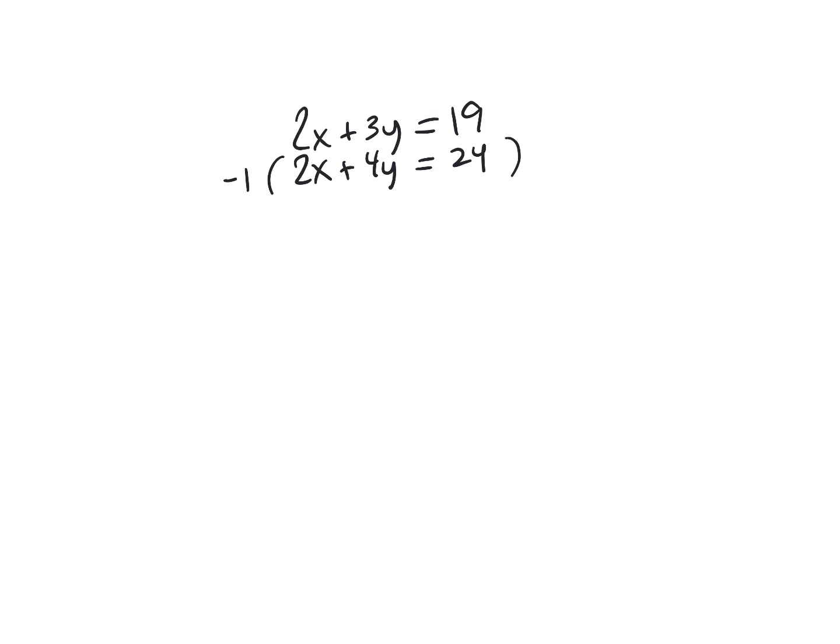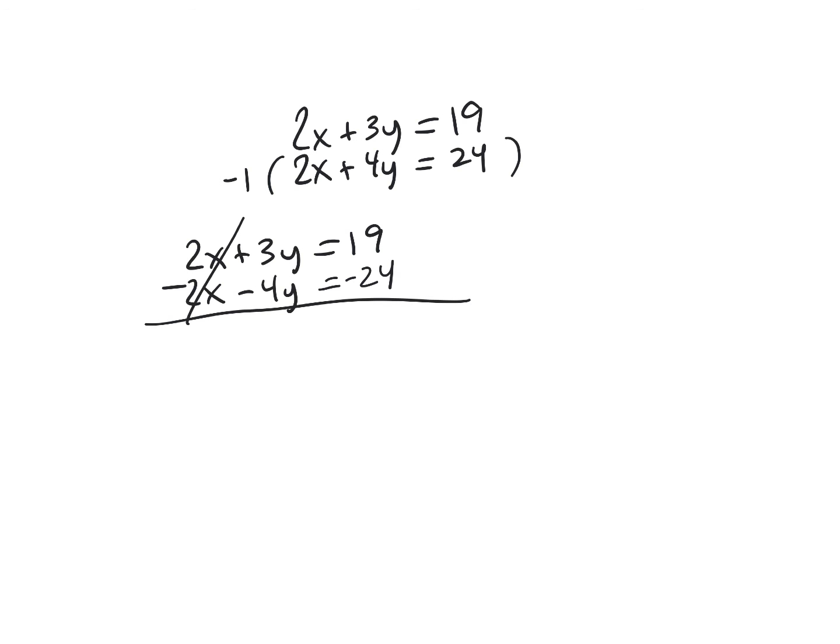I'll multiply the second one by -1. So we'll have 3x plus 2y equals 19. Negative 2x minus 4y equals negative 24. Cancels out. So you have negative 1y equals negative 5. So you'd have y equals $5. So your cost per package of brownies.